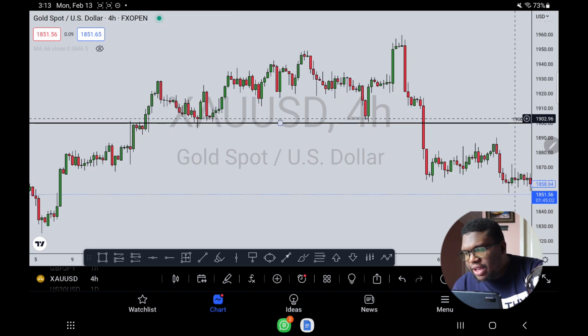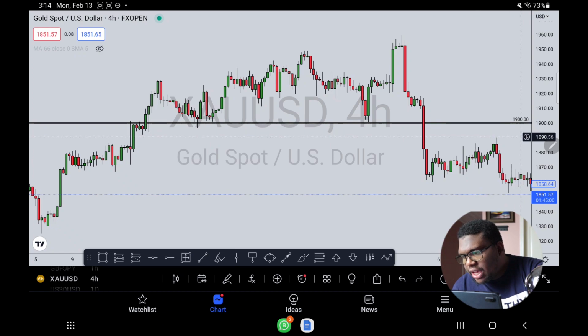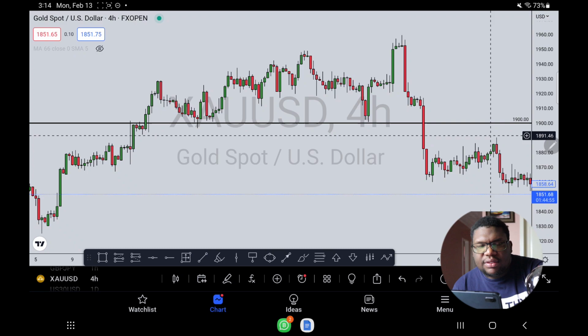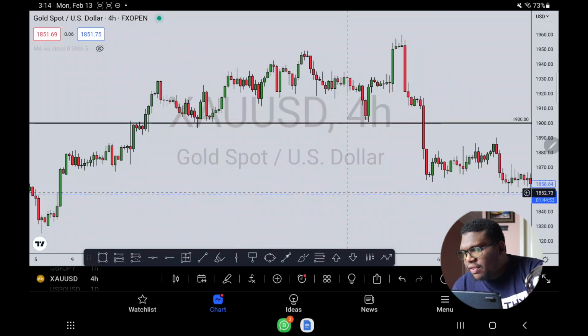So it is easier for you to enter 1900 than to enter 1892.67, right? Because if you see that, you're just going to enter 1892, you get me? So it is easier for that. Because of that happening, a lot of profits are taken at these areas, right? A lot of institutions put pending orders at these areas. So all of that takes place.